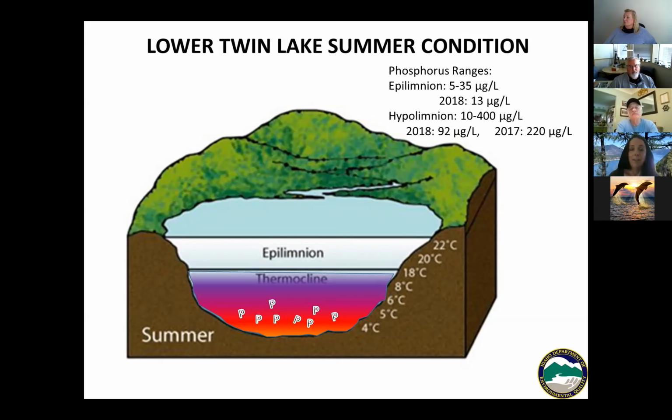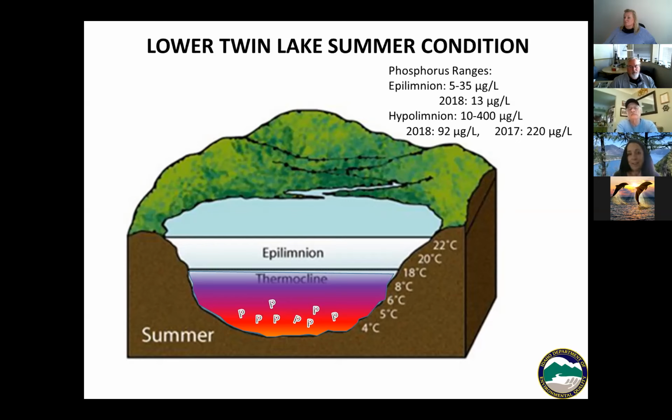And so what's been observed for phosphorus concentrations in the epilimnion, that top layer, has been 5 to 35 micrograms per liter. I don't have 2019 data, but in 2018 it was 13. And then if you go into the hypolimnion, up to 400 micrograms per liter, or parts per billion, were observed. In 2018 it was 92 micrograms per liter. In 2017, 220. So we have significantly higher concentrations of phosphorus observed in the lower water column.